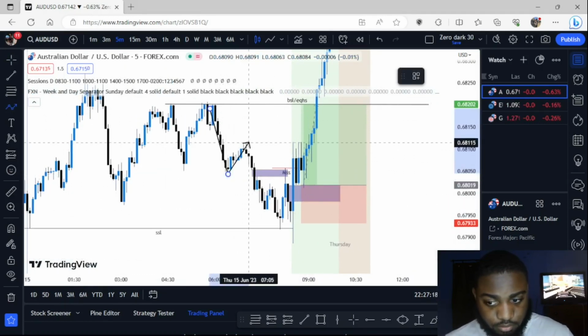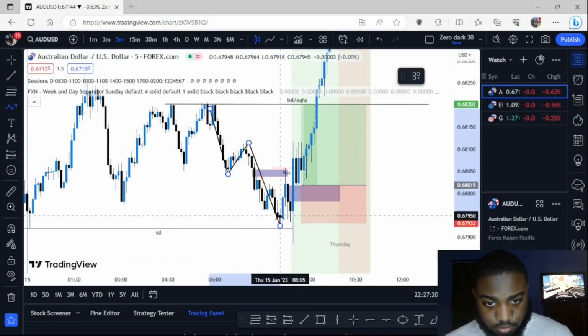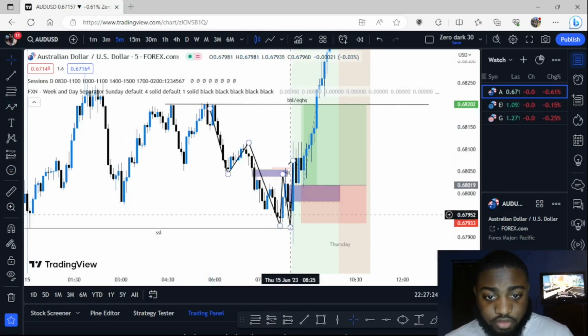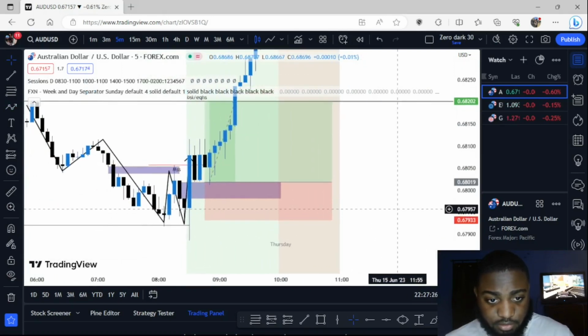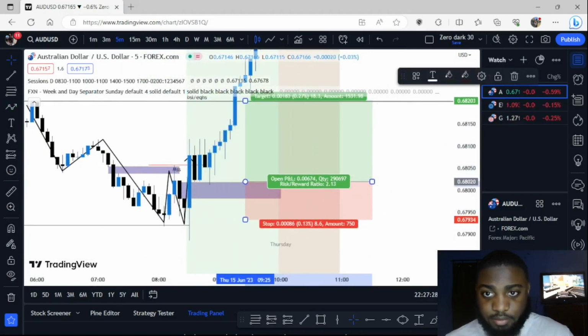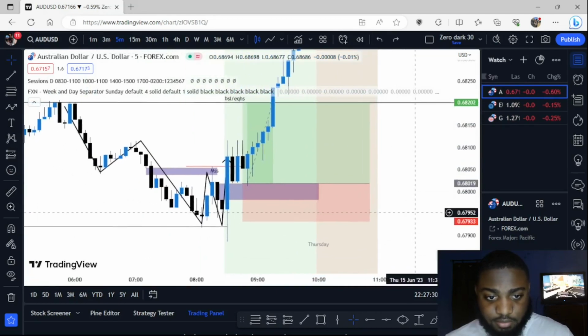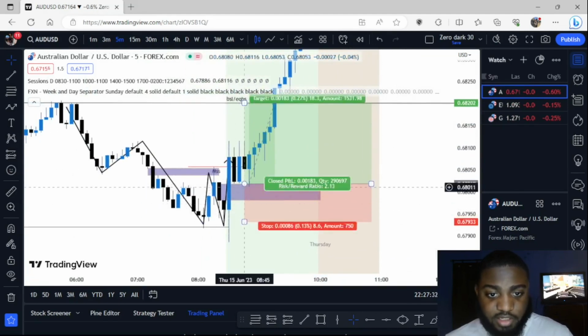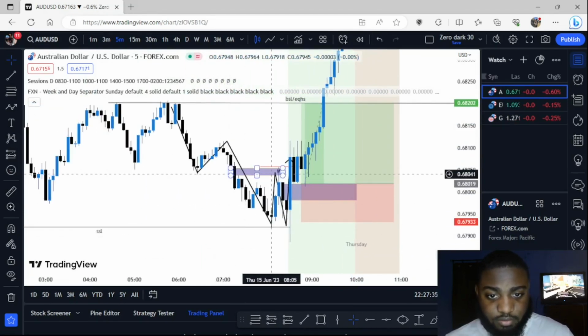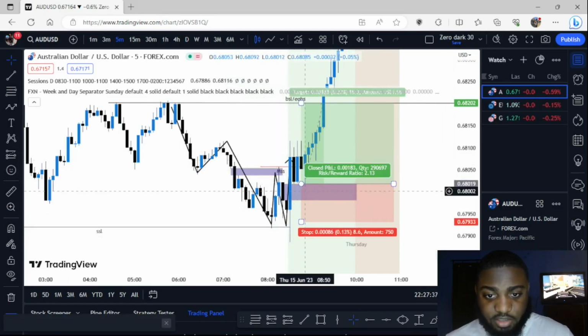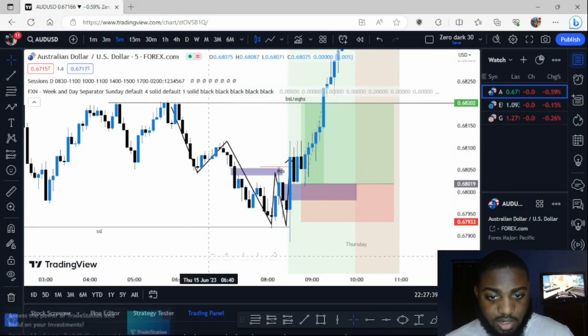Structure. Here's structure. So you have a break of structure, leaving behind a gap. I'll make a video on gaps. Leaving behind this area, price comes back down. So I have my stop loss.